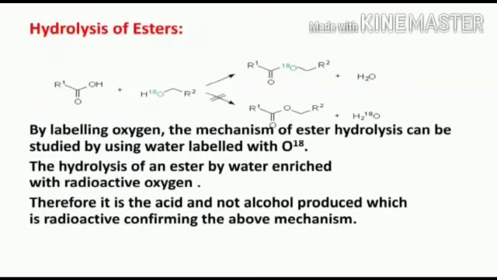Let us see the use of tracers in predicting the mechanism of hydrolysis of ester. When ester is hydrolyzed by water containing oxygen 18, the alcohol formed does not have any oxygen 18, while the acid contains the entire oxygen 18. The presence of oxygen 18 in the acid proves that the OR group in the ester is wholly replaced by the OH group in water, which is labeled.